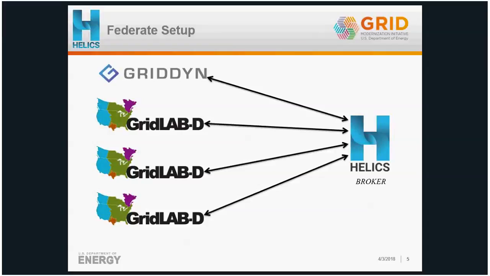So when you add Helix into the mix for communication, it looks something like this. We had a Helix broker, and then GridDyn and 3 copies of GridLAB-D connected to it. Each federate, GridDyn and the 3 GridLAB-Ds, would publish a value, and that value would get sent to the broker, which would then send it to any subscriptions. So GridDyn was sending voltage values using Helix, and GridLAB-D was sending load values.